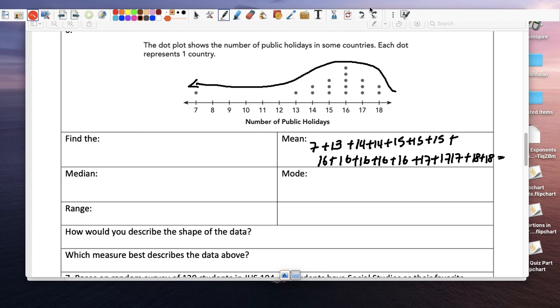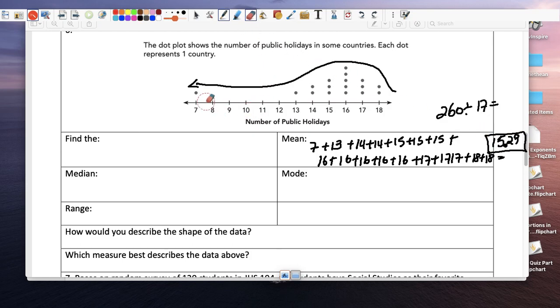Let me add these numbers. Give me a second. 7 plus 13 plus 28 plus 45 plus 80 plus 87, enter. So the total is 260. I'm going to divide that by the number of data values, 17. And the mean is 15.29 rounded to the nearest hundredth.